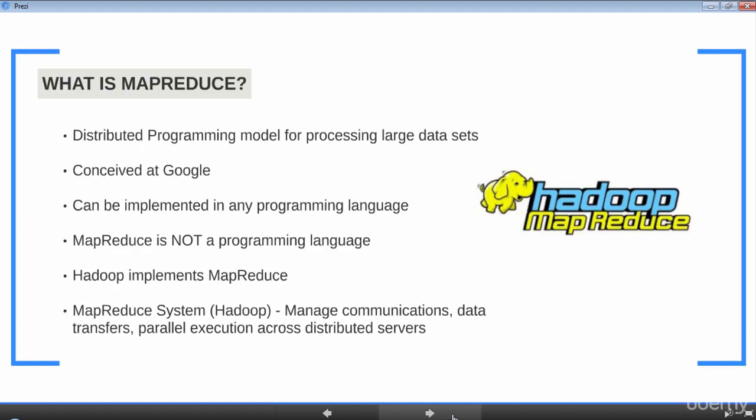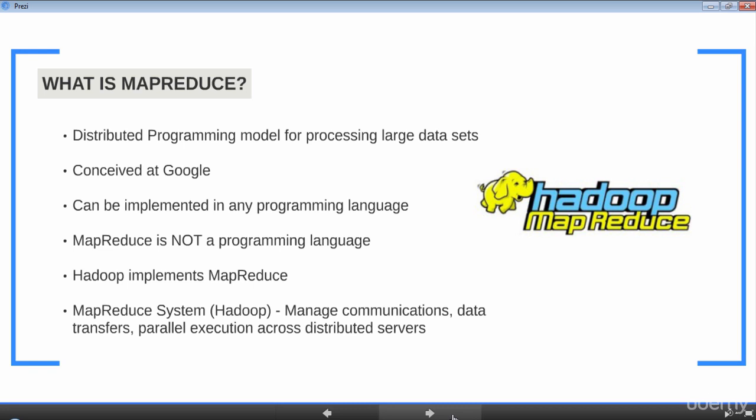Okay, so let's summarize what we learned about MapReduce. MapReduce is a distributed programming model for processing large data sets. This concept was conceived at Google, and Hadoop adopted this programming model. It can be implemented in any programming language, and Hadoop supports many programming languages to write MapReduce programs. You can write a MapReduce program in Scala, Python, C++, and of course Java. MapReduce is not a programming language. It is a programming model. So always keep that in mind.